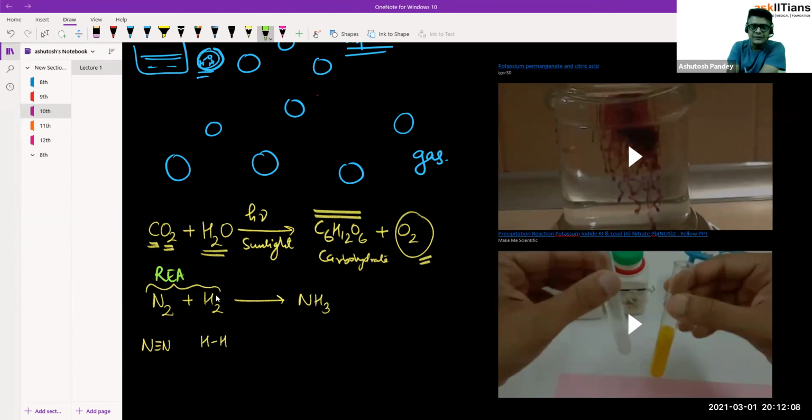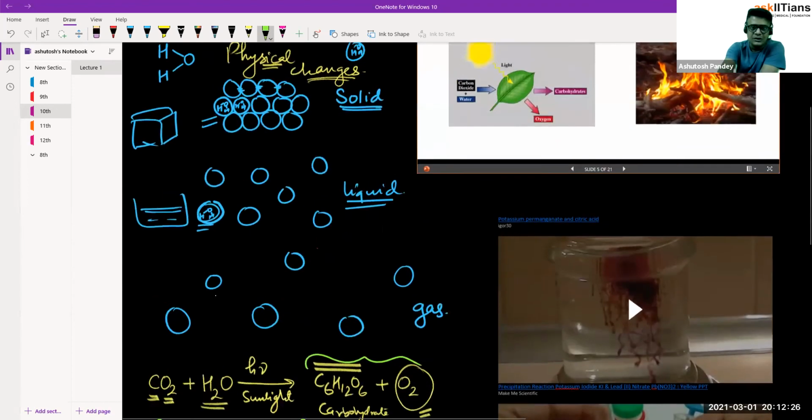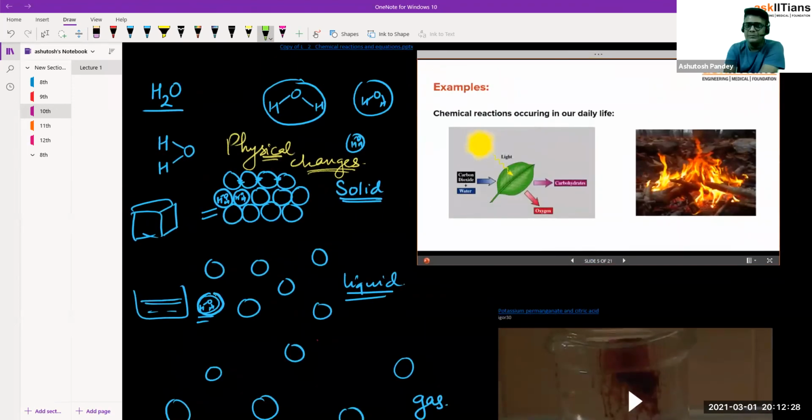reactants, and on the other side of the arrow will be products. So these are the products of this reaction, and this whole thing is called a chemical reaction. Burning of wood is also a form of chemical reaction.